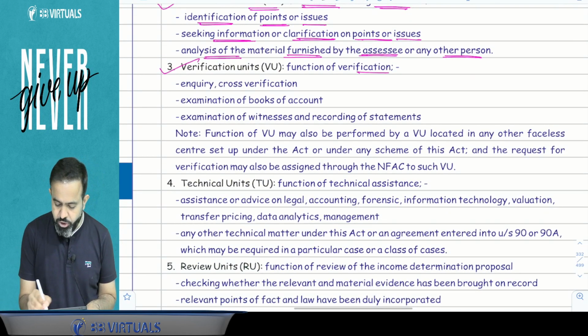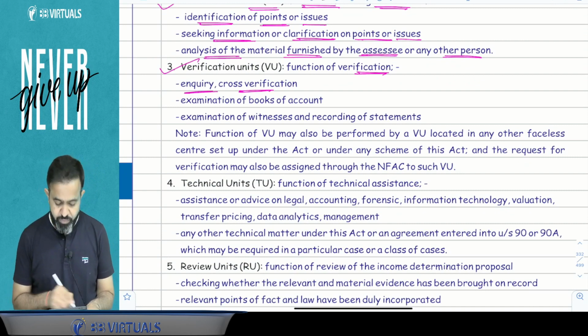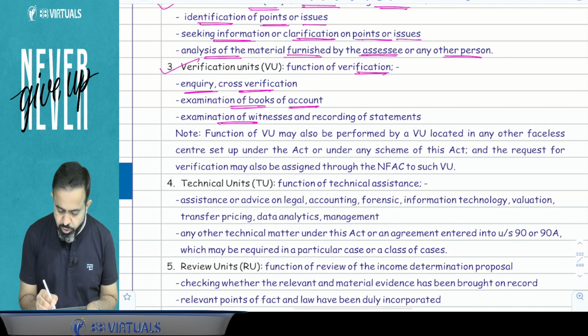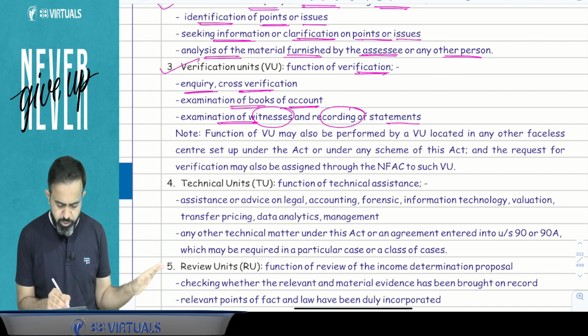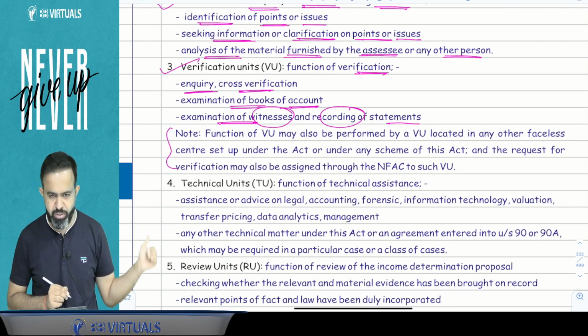After that, what is the function of the verification unit? The verification unit does inquiry or cross-verification, examination of the books of accounts and so on, and examination of witnesses or recording of statements. Now there is one note you will not be able to understand now, but after some time you will be able to understand.